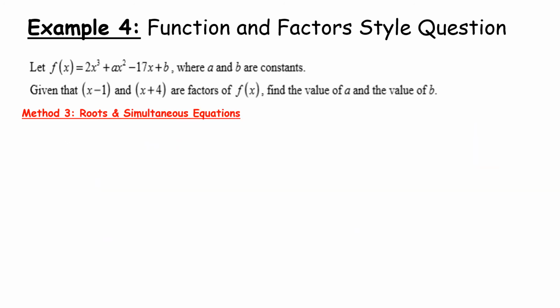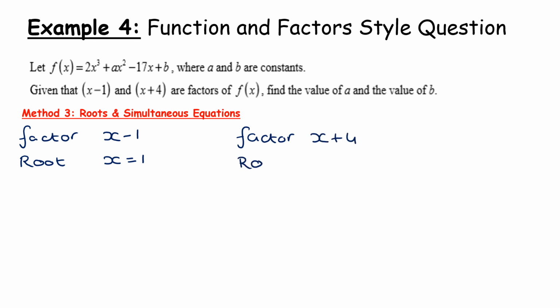So the last method I'm going to show you for this is using roots. Now, this is, in my opinion, the easiest of the methods, but it's the least obvious. So it's the one you mightn't recognize. So because we've been given a factor of x minus 1, we know that that means there is a root of x equals 1. So that's the factor theorem. So we also know if there's a factor of x plus 4, then there is a root that x equals minus 4.